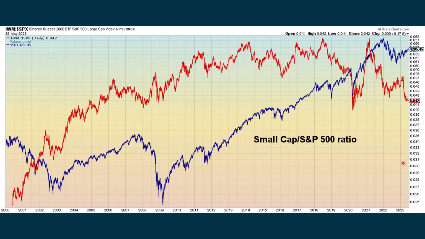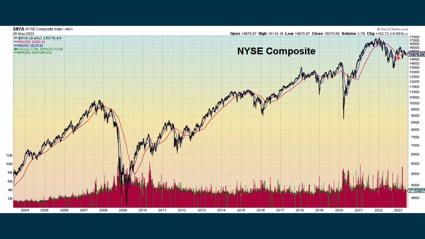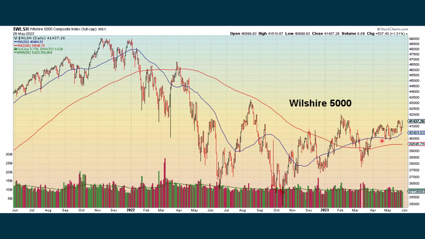Then looking at the small caps, the S&P 500, before I said we want small caps to do really well for the S&P to rise, they are really underperforming. When this red line really starts to spike up, that's the ratio line. It will often give some support to the blue line, which is the S&P 500. The NYSE composite showing some weakness, but in an overall uptrend. The Wilshire's looking a little bit better and also in an uptrend.